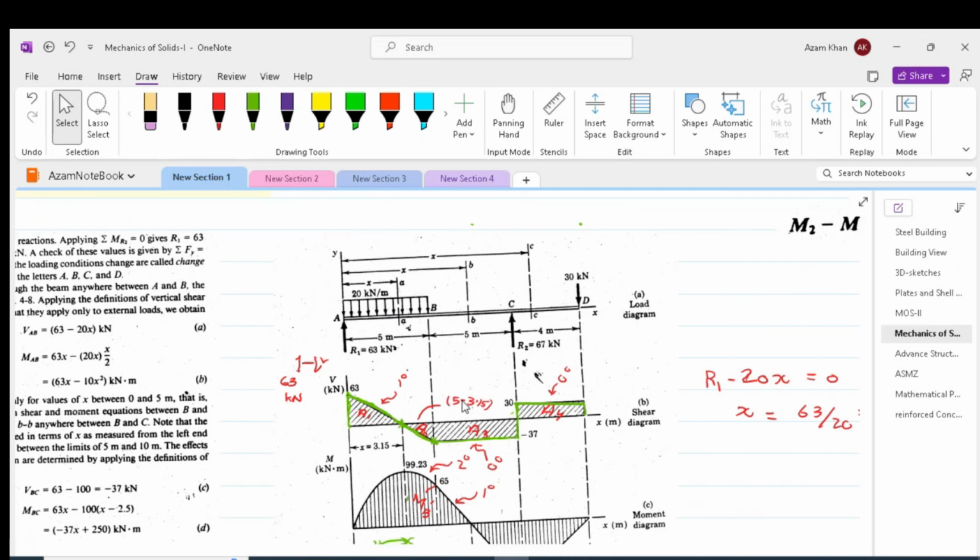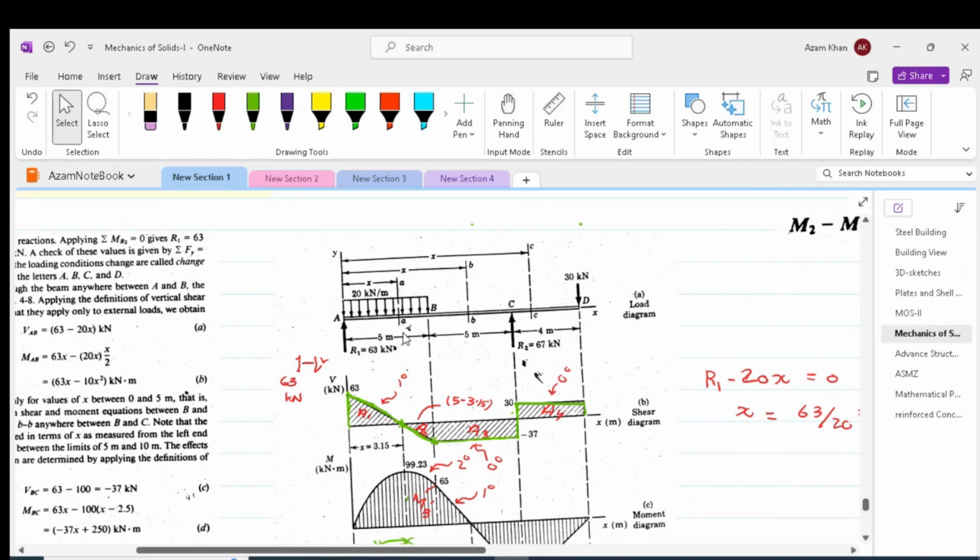So this is an overhanging beam given to us. The beam is supported at points A and C. The span between points A and C is 10 meters. The beam has a 4-meter overhang, and at point D of the overhang, we have 30 kilonewton applied. Within the span, the beam has a uniformly distributed load of 20 kilonewton per meter applied partially over a 5-meter span.